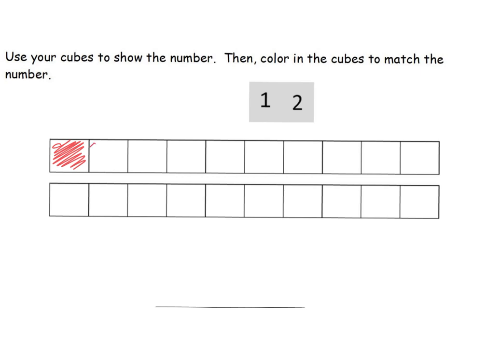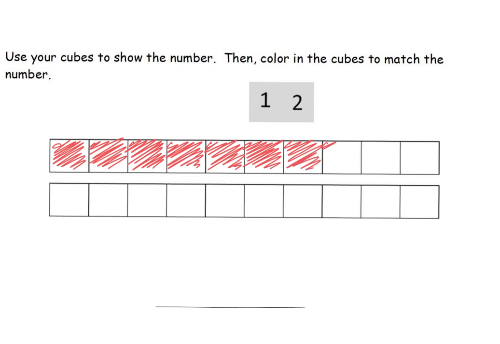1, 2, 3, 4, 5, 6, 7, 8, 9, 10. And since we're continuing on with the same number to make 12, I am going to continue to be using red. So the first row is 10, so we're going to count on from 10. 11, 12.